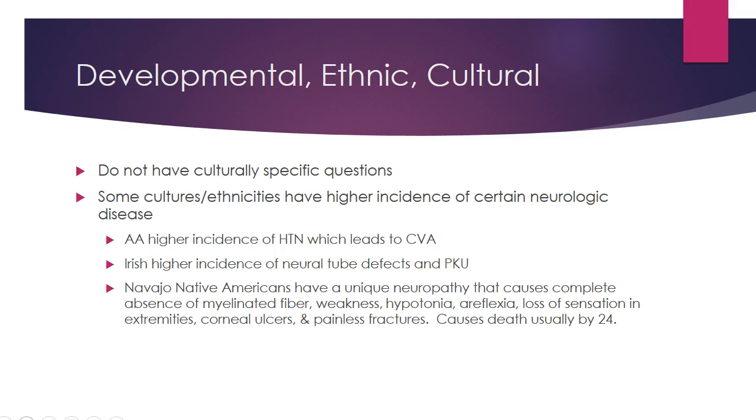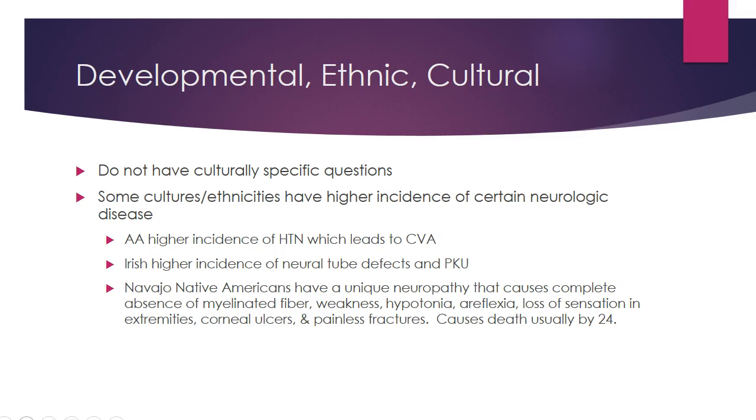Certain cultures and ethnicities will have a higher incidence of certain neurologic diseases. An example, African Americans have a higher incidence of hypertension, and this hypertension, if it's uncontrolled, can lead to stroke. The Irish population has a higher incidence of neural tube defects and phenylketonuria, or PKU.